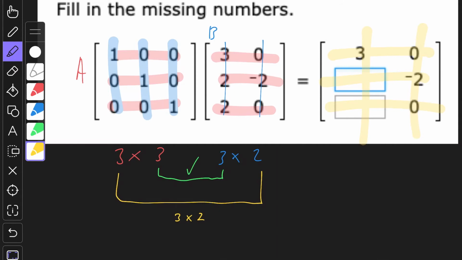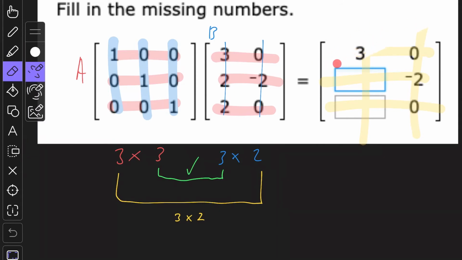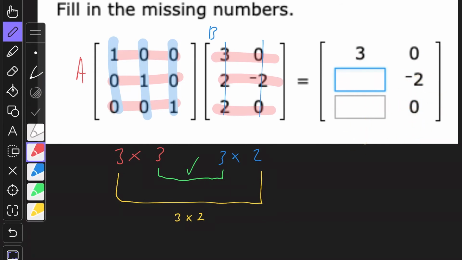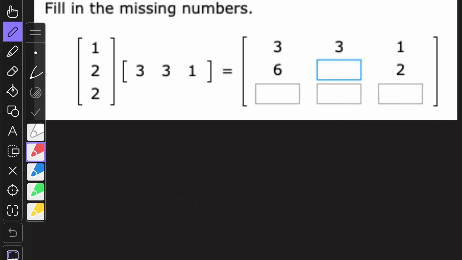And now that we've gone through and done the math with the calculator, what we would do next is just type in the two answers that aren't given already, so they'd be the 2 and the 2 here, and hit enter, and we'd be all done. On to the next example.